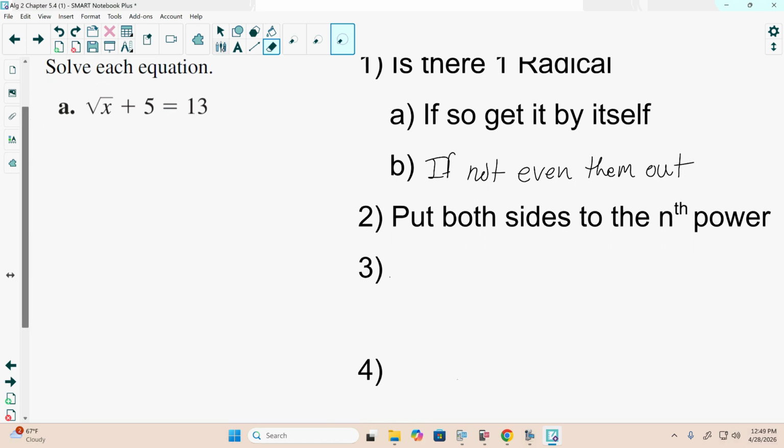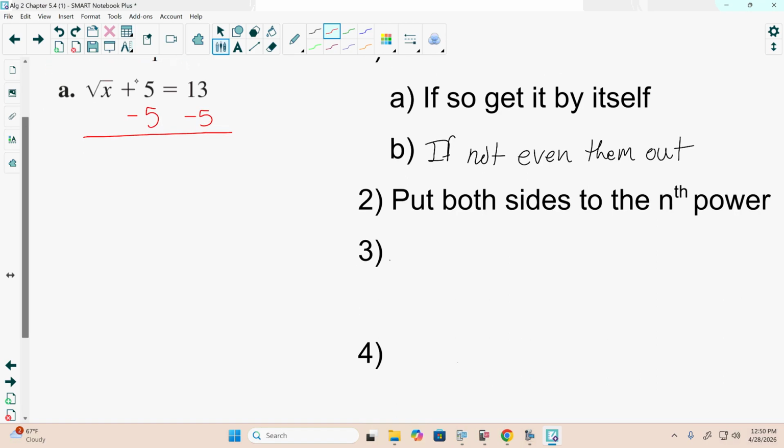So as we look at this first one here, step one, is there one radical? Well, yes, we just have that square root of x. So the first thing we want to do is get it by itself. Well, currently the only thing with the square root is the 5. So we're going to subtract 5 from both sides. These will cancel, telling me that the square root of x is equal to 8. So at this point here, the radical is by itself. So we finished step one. We can go to step two.